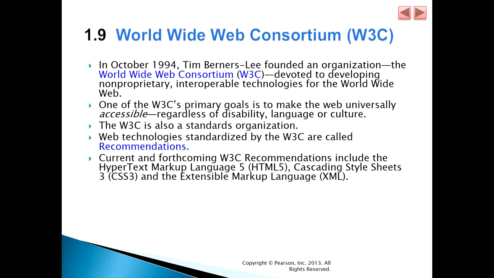And here we're going to talk about W3C, which is the World Wide Web Consortium. This is a group of people who make an organization. This organization was founded by Tim Berners-Lee to start producing new versions of HTML and cascading style sheets and also XML.